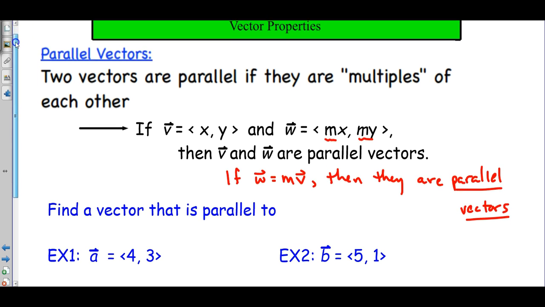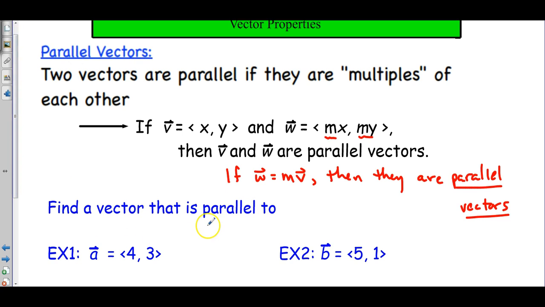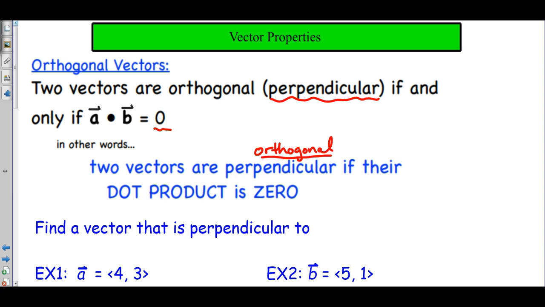So down here we have a couple of examples. We want to find some vectors that are parallel, and literally all we have to do is find any scalar, multiply it by that particular vector, by vector A, by each component, and we'll come up with a parallel vector. Same thing here. Find a scalar, multiply it by each component, and you'll find a parallel vector. So I'll leave that to you.